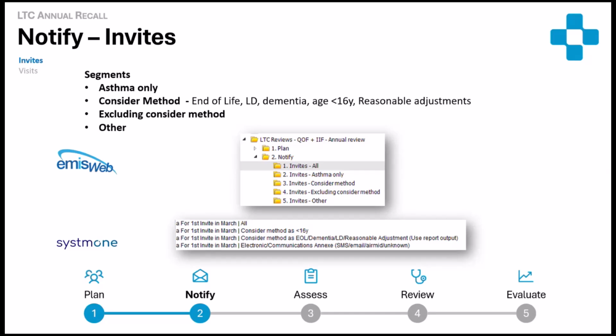Not only that, we've got the consider method. So we have separate reports. If a patient has one of those conditions, but also has end of life, learning disability, dementia, or they're under 16, or some sort of reasonable adjustment, we probably wouldn't want to send them a generic invite, because for some reason, who are we actually sending it to? Will they understand it? Do we need to call them in? So that would allow you to separate those patients out and decide how you want to invite them, and then invite them how you want, whether it's text or phone or whoever.